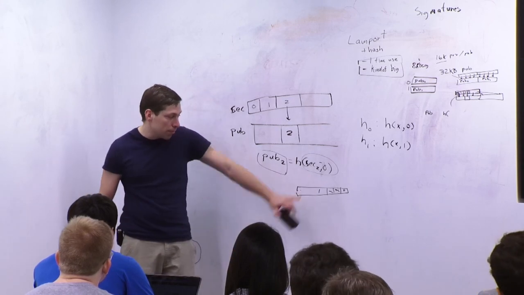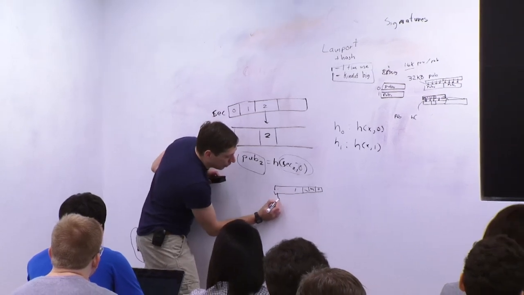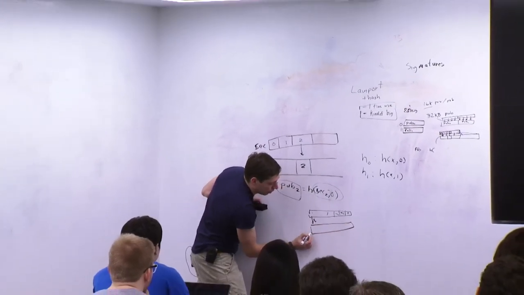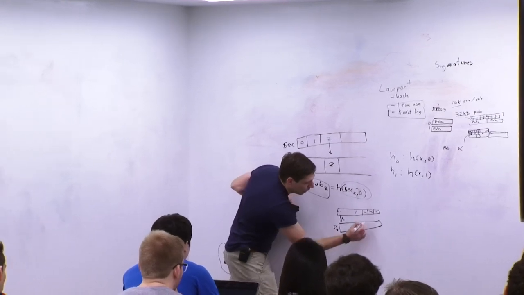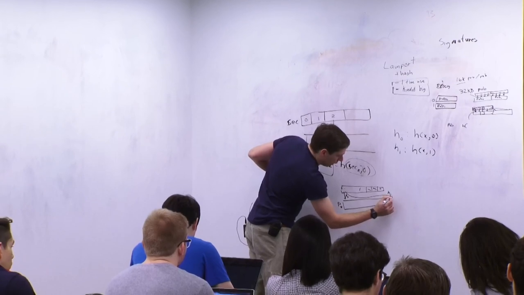So yeah, you can do this, and then you can say, okay, I'm going to use hash function 0 to make pub key 0, right? This is pub key 0. And if I use hash function 1, I make pub key 1.